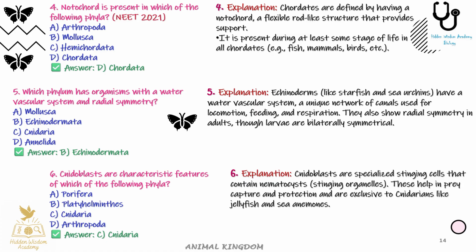Last, question 6. Cnidoblasts are characteristic features of which of the following phyla? Option A, Porifera. Option B, Platyhelminthes. Option C, Cnidaria. Option D, Arthropoda. Explanation. Cnidoblasts are specialized stinging cells found in cnidarians like jellyfish and sea anemones. These cells contain nematocysts, which are stinging organelles used for prey capture and defense. Cnidoblasts are exclusive to this phylum. The correct answer is option C, that is, cnidoblast is the characteristic feature of Cnidaria.